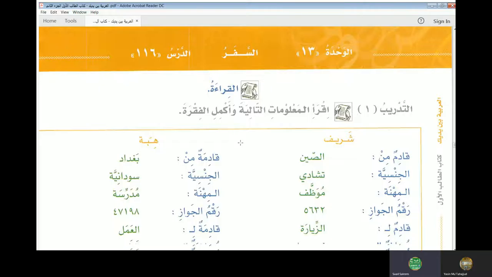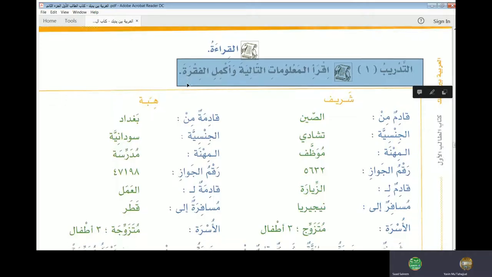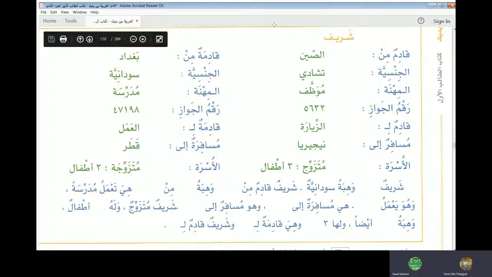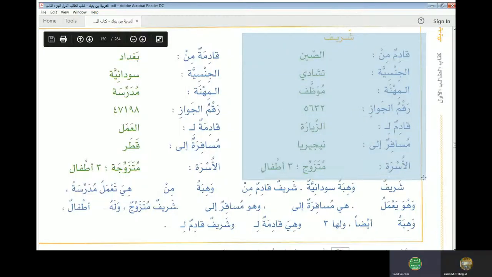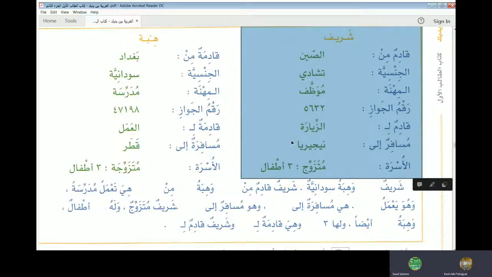Ikra, reading. At-tadrib al-awwal, first exercise. Ikra il-malumat al-taliyah. Read the following information. Wa-akmil il-fikrata. And complete the paragraph. Okay, so this is the information for Sharif. Read the information, and then it says make it a phrase, complete the paragraph.